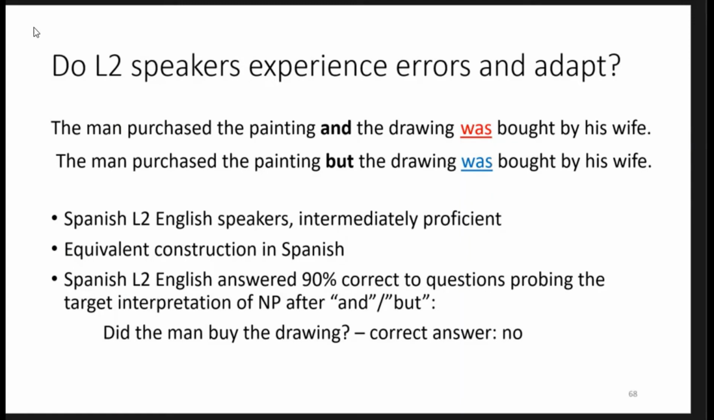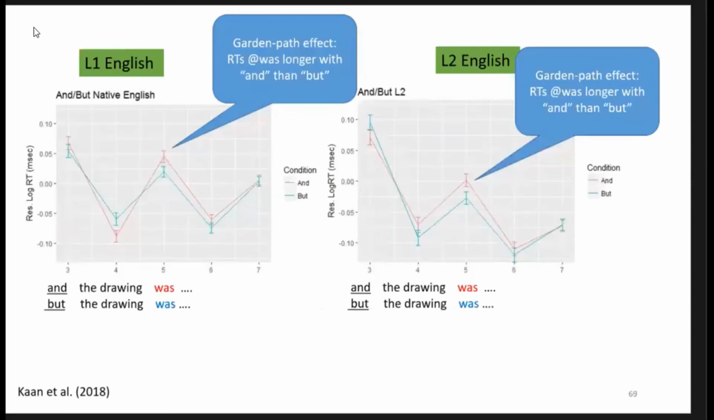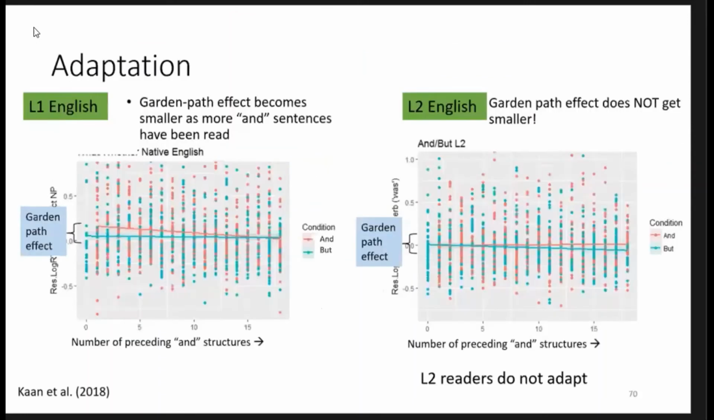They were intermediately proficient. They understood the sentences really well, as we could see from the comprehension question performance. They also showed a nice garden path effect where we expected it, yay. But now if you look at adaptation, they don't. If anything, that effect gets larger over time. So that's in the rightmost panel that you see.